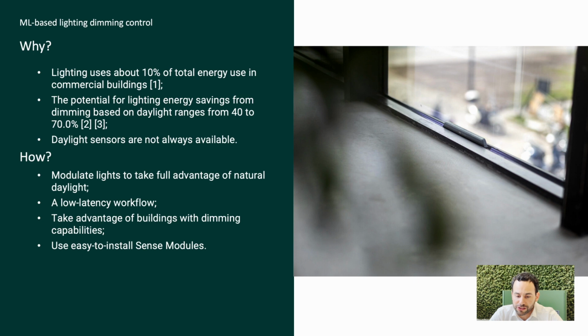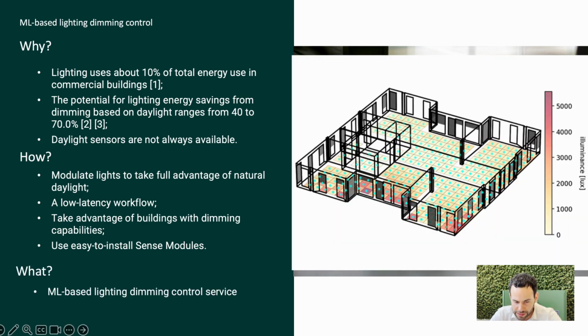We take advantage of the dimming capabilities of some buildings, so if the building is connected to a proper platform which can interact with the dimming system, then this is part of the solution. And finally, we use easy to install sense modules, which are wireless sensors that measure something we call vertical outside illuminance. In the picture you can see an example of a sense module. And this is the machine learning based lighting dimming control service that we are developing here.